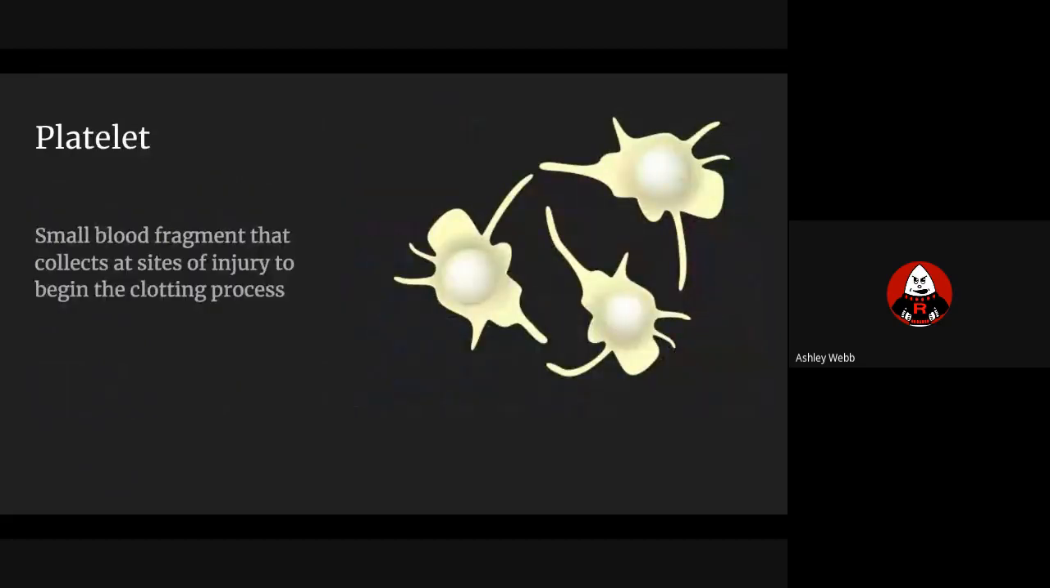Platelet. Platelet is a small portion of blood that collects at sites when there's an injury to start the clotting process. So it kind of collects and gums up. We've all probably seen little blood clots. Maybe we broke our nose and you can see it kind of clumped up when an injury occurs. Otherwise, we would continue and continue to bleed forever. So those little fragments just get sticky together and stop that bleeding process.